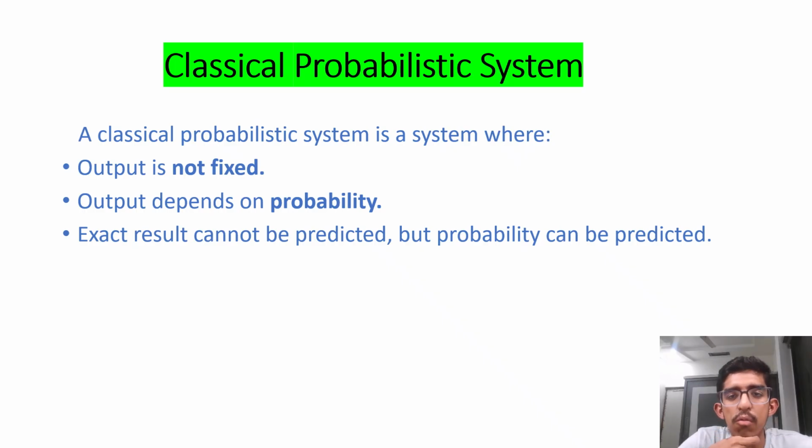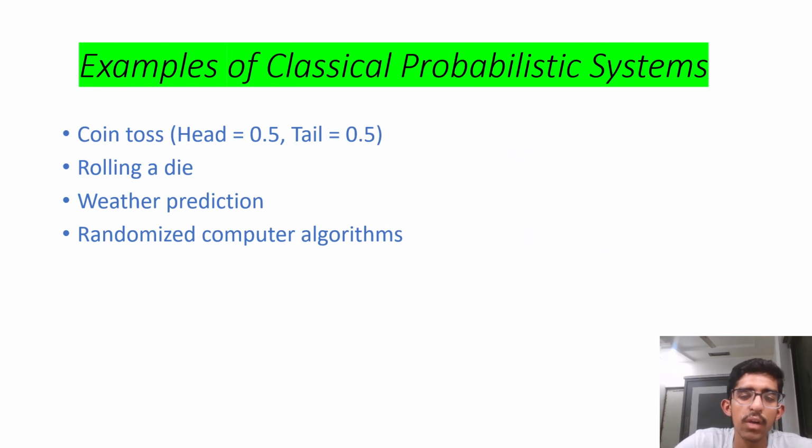So, the classical probabilistic system. A classical probabilistic system is a system where the output is not fixed. Output depends on probability. The exact result cannot be predicted, but the probability can be predicted. Some examples of classical probabilistic systems are a coin toss, where head has 0.5 probability and tail has 0.5 probability, rolling a die, weather prediction, and randomized computer algorithms.